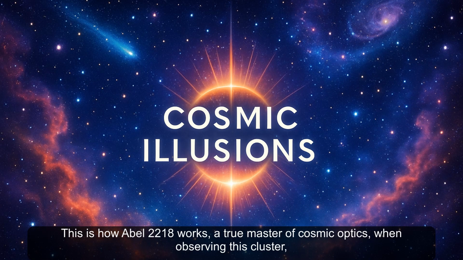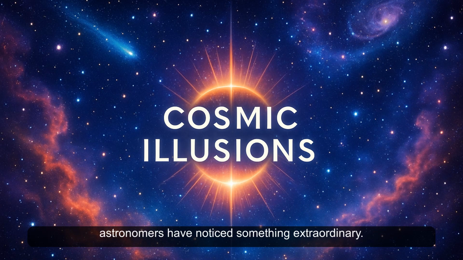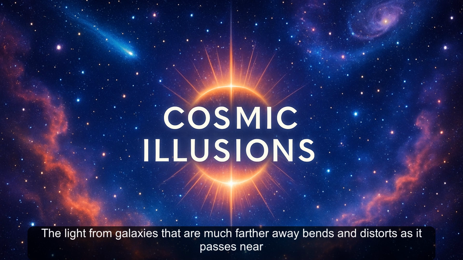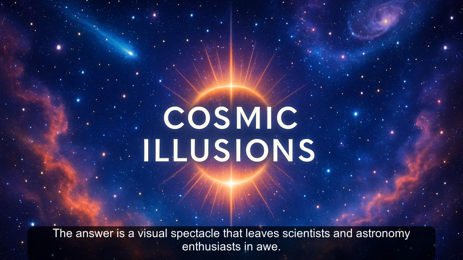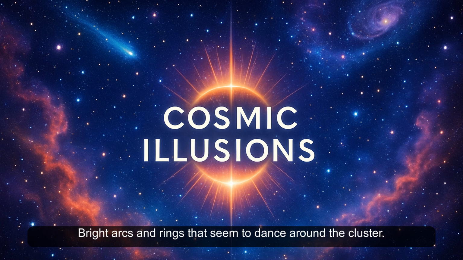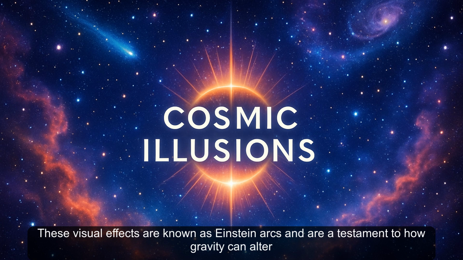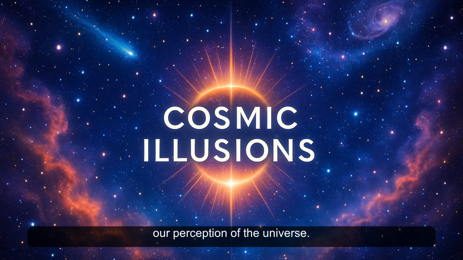When observing this cluster, astronomers have noticed something extraordinary. The light from galaxies that are much farther away bends and distorts as it passes near Abell 2218. But what is the result of this phenomenon? The answer is a visual spectacle that leaves scientists and astronomy enthusiasts in awe. Bright arcs and rings that seem to dance around the cluster. These visual effects are known as Einstein arcs and are a testament to how gravity can alter our perception of the universe.